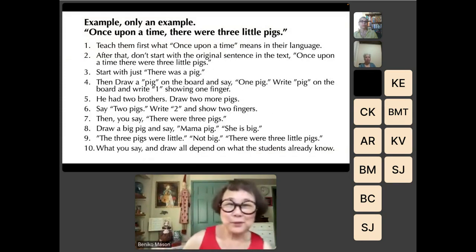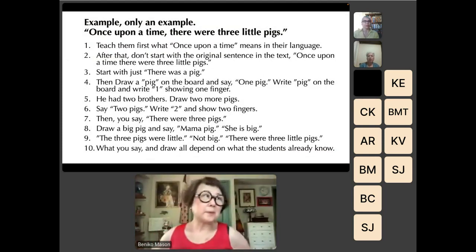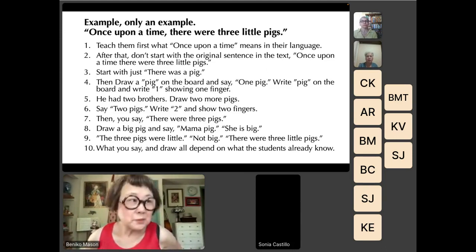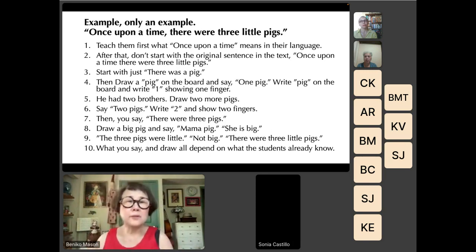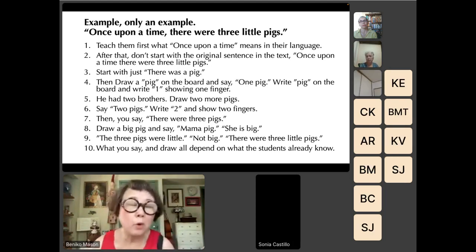So this is only an example. It is not that I am saying that people should do it this way. I think the way story listening is done changes every time by the teacher, for the students that the teacher is telling a story to. I'm not saying this is the best way, and this is not the way I might always do it, but this is only an example, okay?